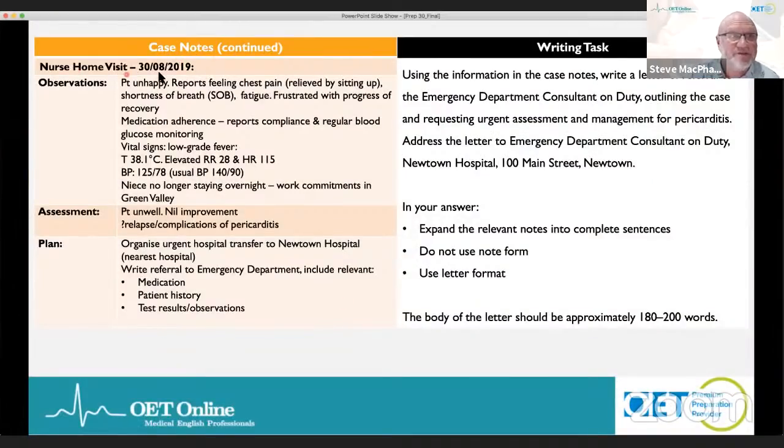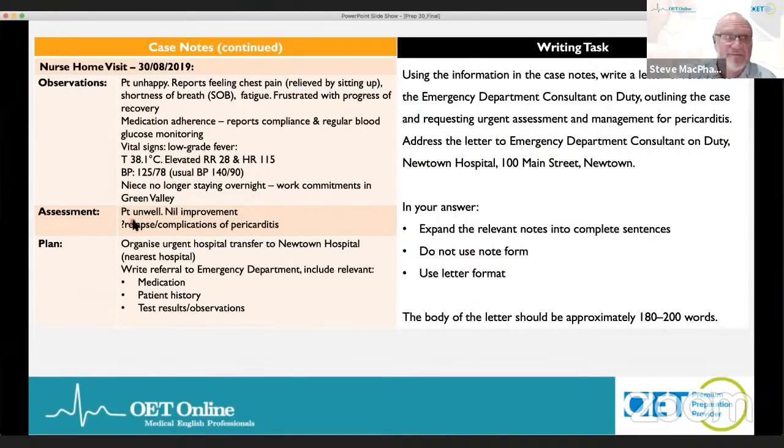Now I'm going to continue on. This is the nurse home visit on the 30th of August. Observations: patient unhappy, reports feeling chest pain, relieved by sitting up. She has shortness of breath, fatigue, and she's frustrated with the progress. Medication adherence, she says she's compliant, and there's regular blood glucose monitoring for diabetes. Her vital signs: she has a low-grade fever, an elevated respiratory rate and heart rate, and the blood pressure is lower. It's usually 140 over 90, so there's something happening there. And the niece is no longer staying overnight, as she has work commitments in Green Valley.